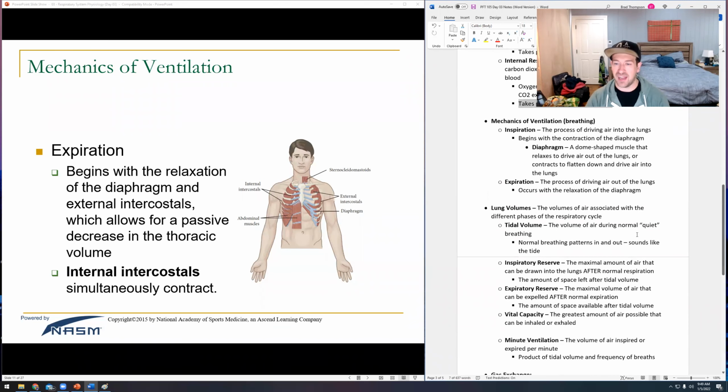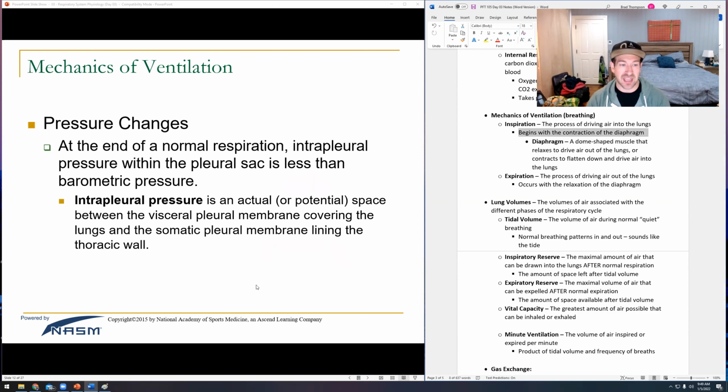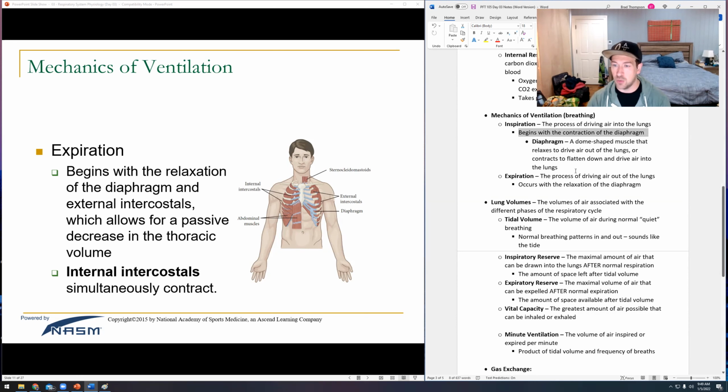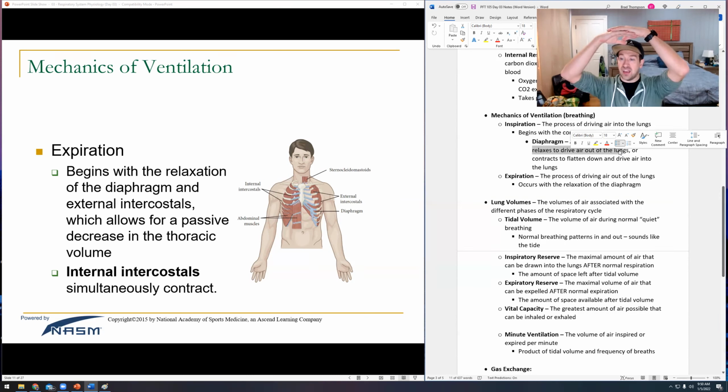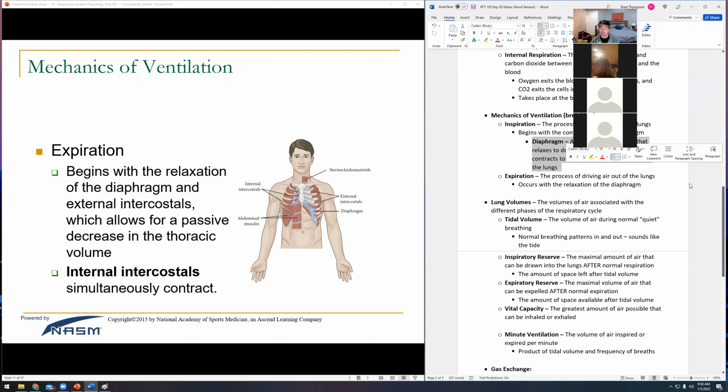Cool. So now let's go back to the whole ventilation thing, right? Ventilation is, again, breathing. Breathing is driving air, all those different gases, into our lungs. So you have inspiration, the process of breathing in, and that's the contraction of the diaphragm. Your diaphragm is this big dome-shaped muscle. When it relaxes, it drives air out of the lungs, or it contracts and flattens down to drive air into the lungs, right? So your diaphragm is the primary muscle responsible for breathing.